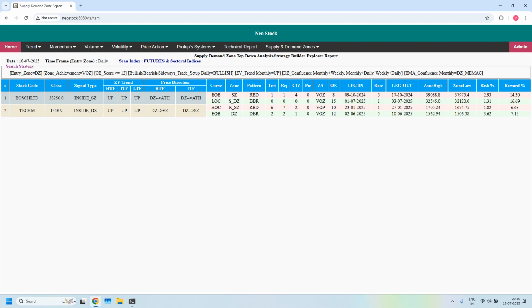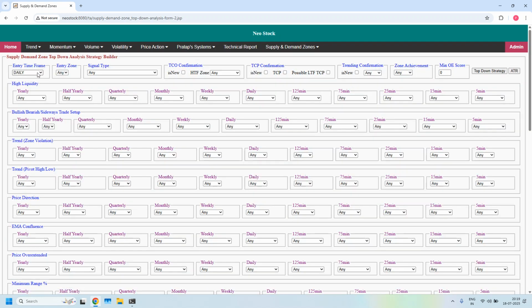Next, the bearish trade setup for the monthly income trade. Entry time frame is daily, entry zone supply zone. Bullish or bearish at daily, I am selecting bearish. Zone achievement violated opposing zone, minimum odd enhancer score 12. And also daily supply zones should not be pierced. In the monthly income trade I am not eliminating the pierced zones. Only weekly and below time frames I am eliminating, because for daily pierced zones you can use the pierced zone strategies explained in lesson 28.